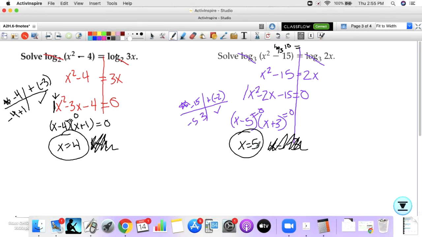Again, and I'm going to repeat myself because you're going to see it on the homework slash classwork slash whatever you want to call this next piece, okay? That sometimes both answers will work. Sometimes only one will work. Sometimes neither of them will work, okay?